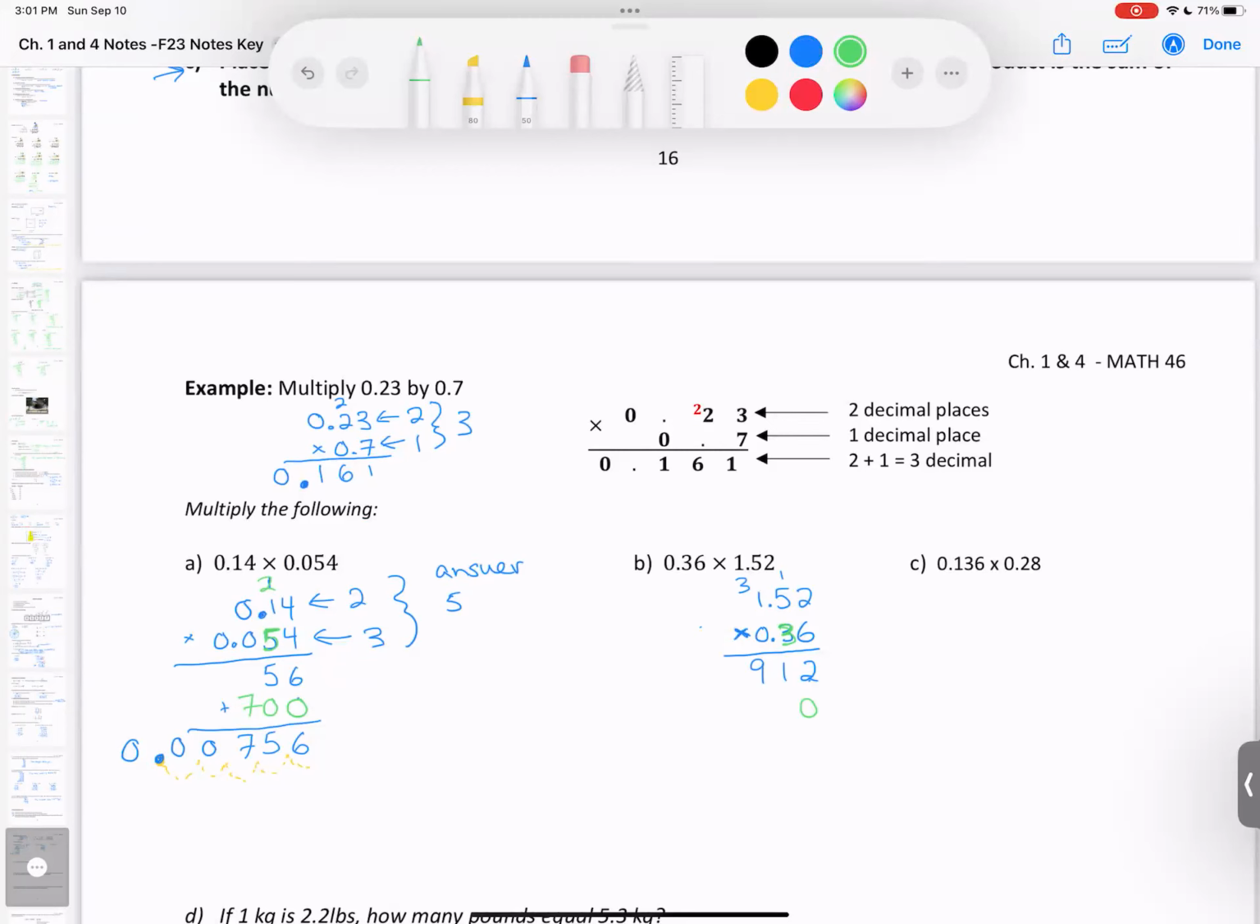So we've got 3 times 2 for 6. 3 times 5 gives us 15, carry that 1. And 3 times 1 is 3, plus 1 gives us 4. Okay, so let's add those two together now.